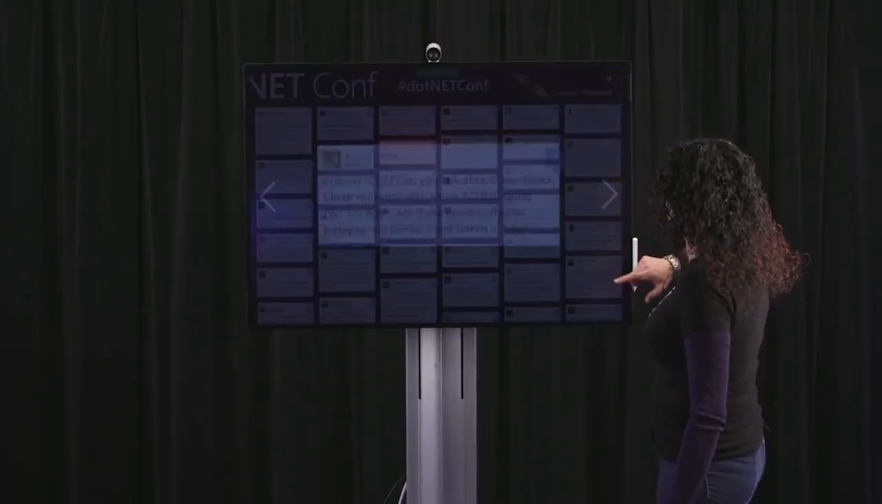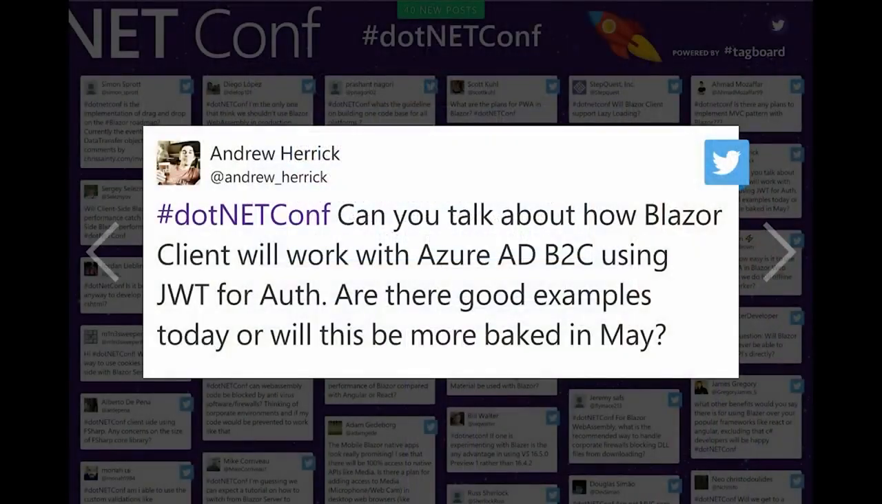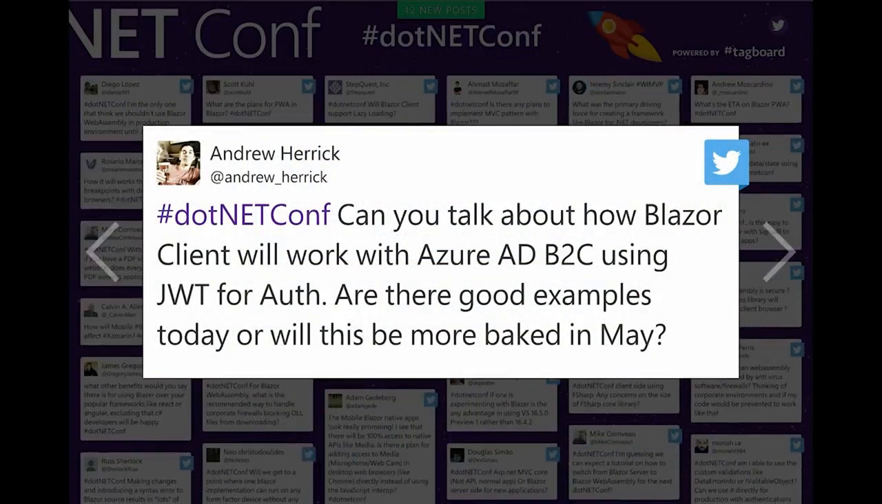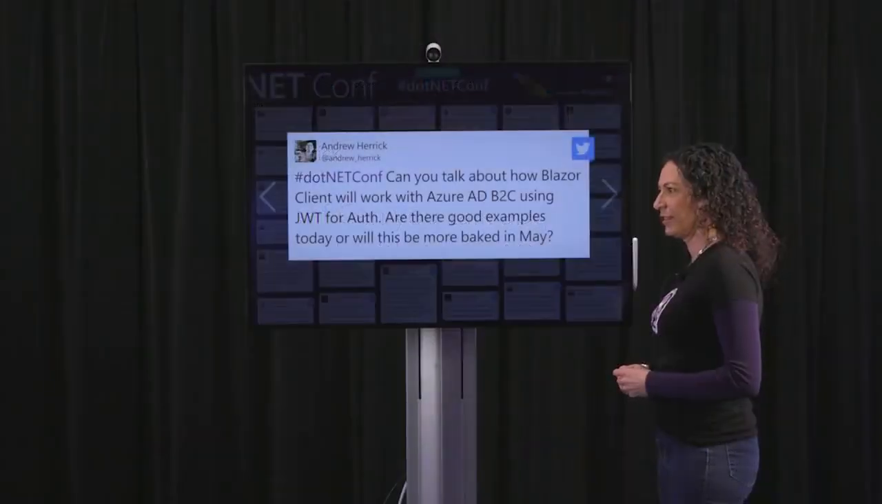Let's see. How about this one? I just picked randomly. Can you talk about how Blazor Client will work with Azure AD B2C using JWT for auth? Are there good examples today, or will this be more baked in May? So in May, we will implement support for all of the different standard authentication options that we use in ASP.NET Core. That includes using authentication with ASP.NET Core Identity, using authentication with Azure AD with organizational accounts, using Azure AD B2C, and also using Windows authentication.